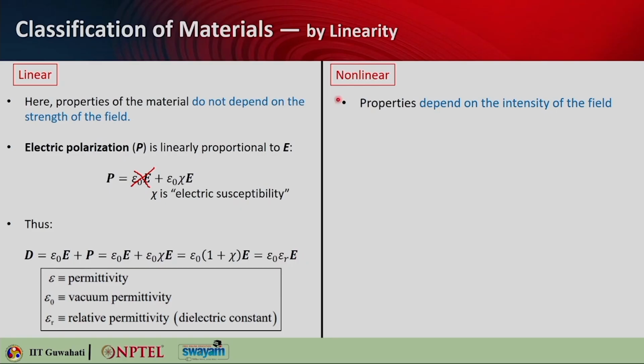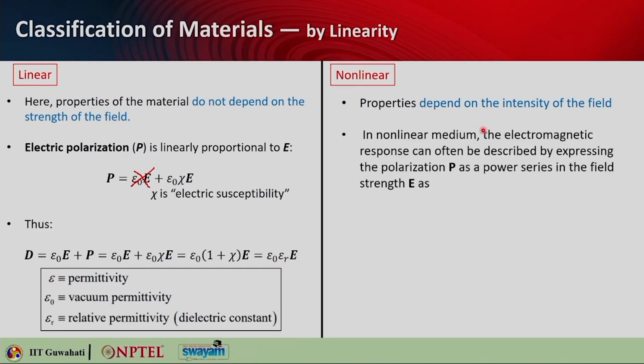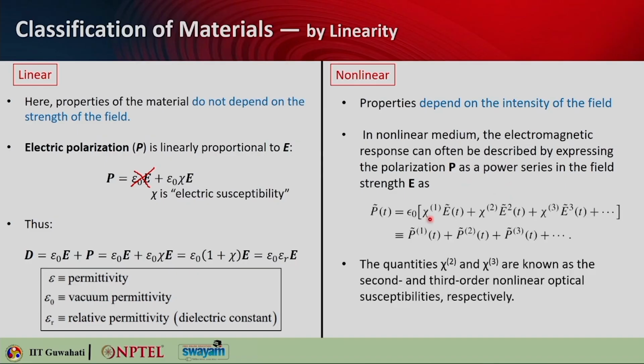Now obviously in non-linear materials, the property depends on the intensity of the field. That means in a non-linear medium, the electromagnetic response can often be described by expressing the polarization as a power series of the field strength E. That is, you can write the polarization in terms of chi 1 E, chi square E square plus chi cube E cube, and so on. You can look for other higher order terms as well.